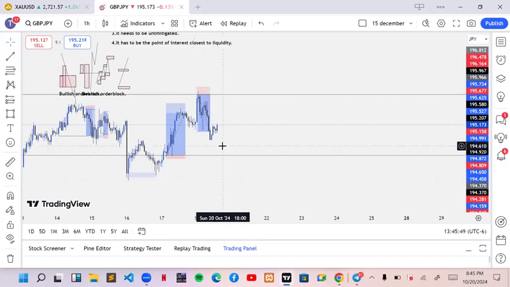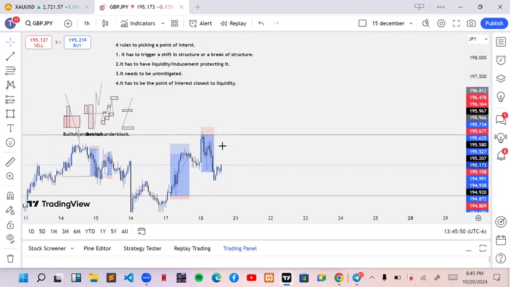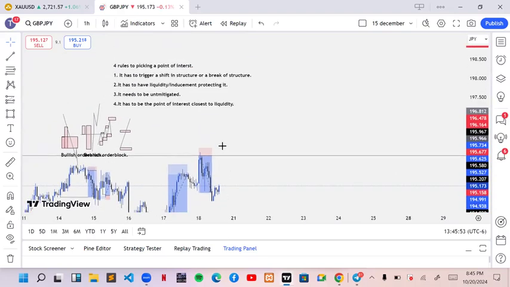Knowing when to pick between an order block and a breaker block, you need to pay attention to these four criteria. You need a shift in market structure. You need liquidity protecting it. It needs to be unmitigated. It has to be the point of interest closest to liquidity. Meaning you can only use the order block if your breaker block was mitigated. If your breaker block is unmitigated, you have to pick your entry from the breaker block because it will be the closest one to liquidity.